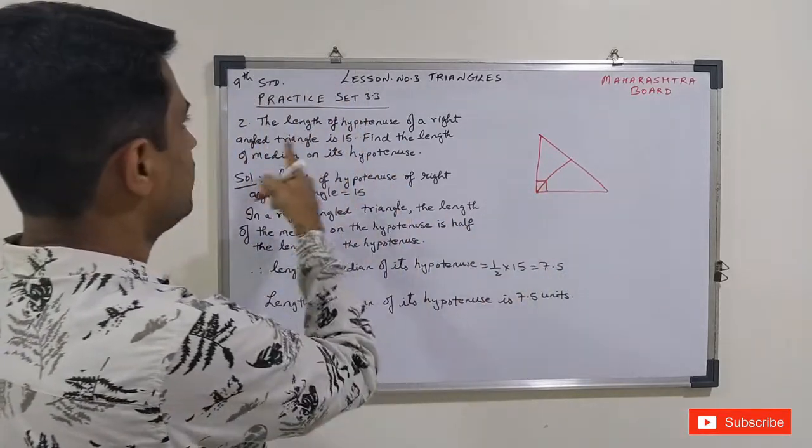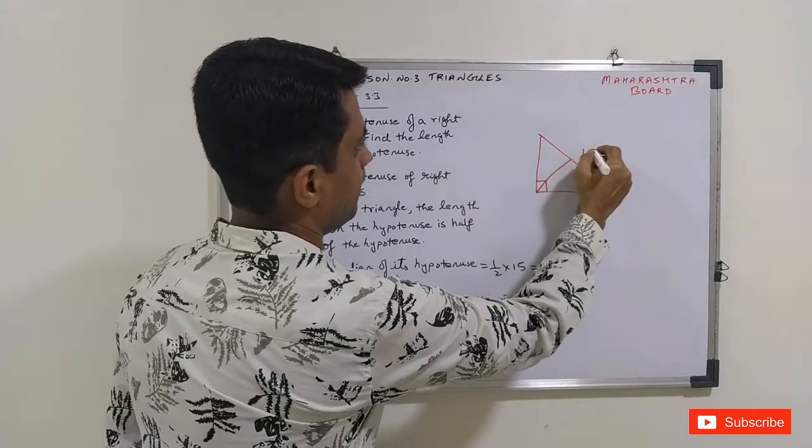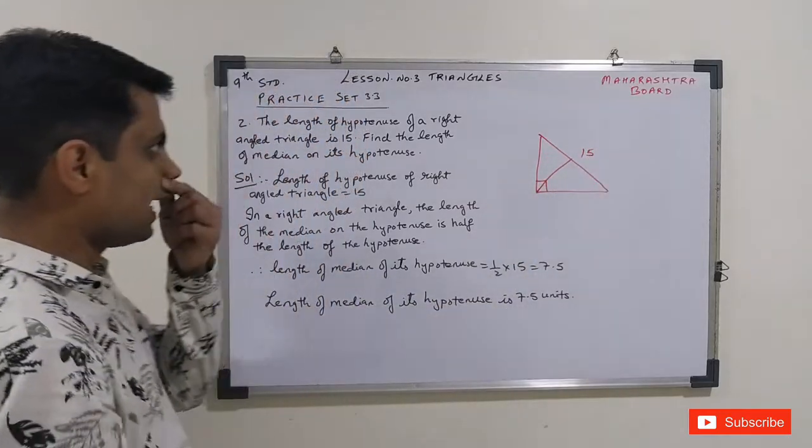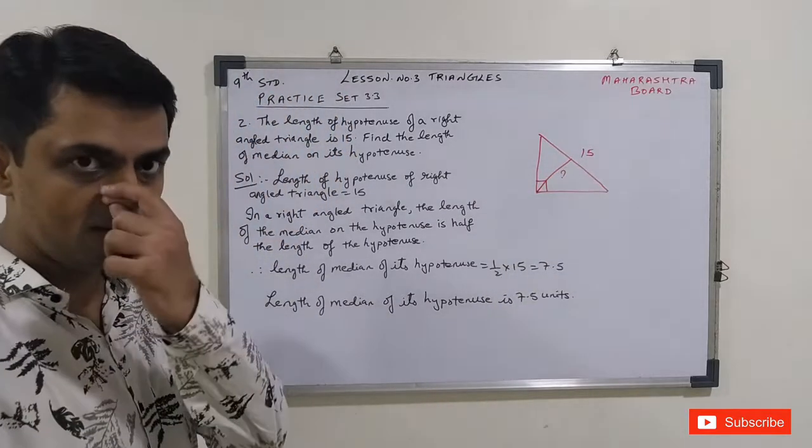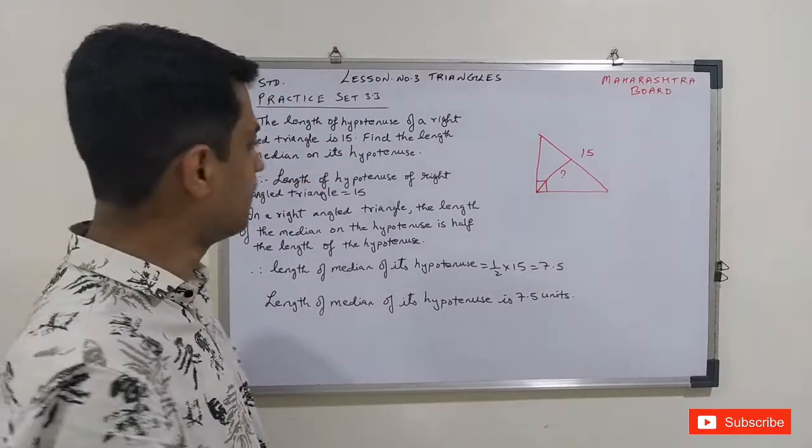And here they had told you the length of the hypotenuse is 15. And now they are asking you to find the length of this median. Very easy. We already know the property.